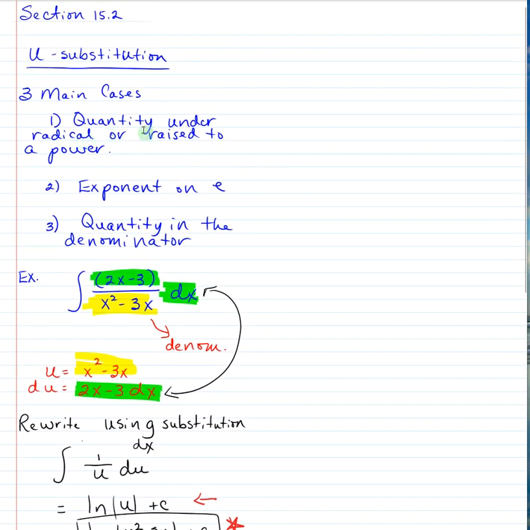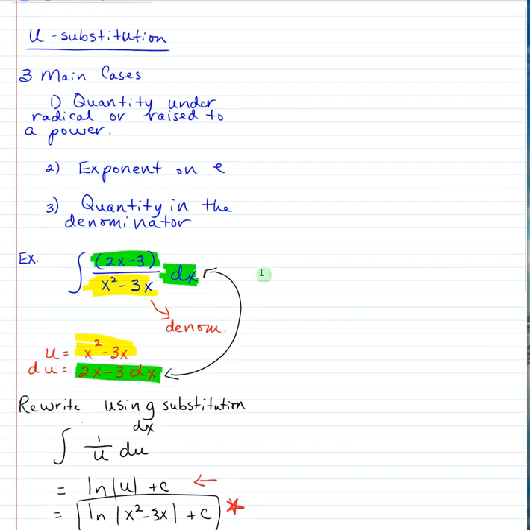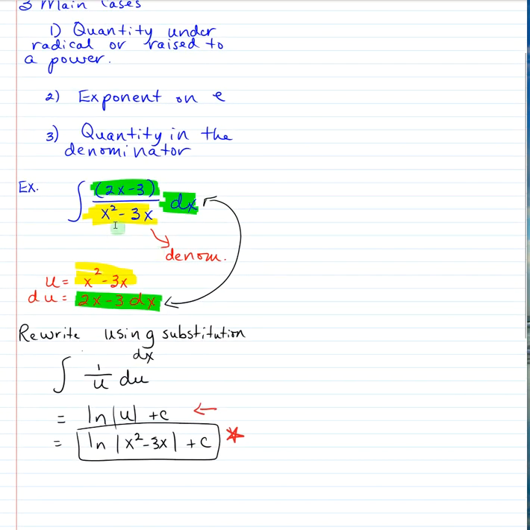Number one, when you have a quantity under a radical or raised to a power. Sometimes the exponent on e, and sometimes a quantity in the denominator. Those are three cases where sometimes we see it and it's not going to work out right unless we do what's called a U-substitution. So let's look at this, and I've color-coded this one.